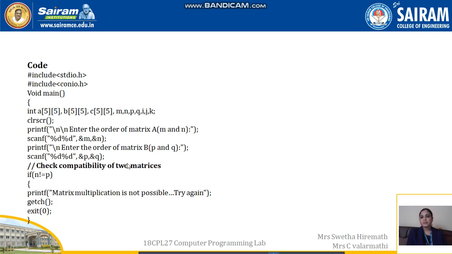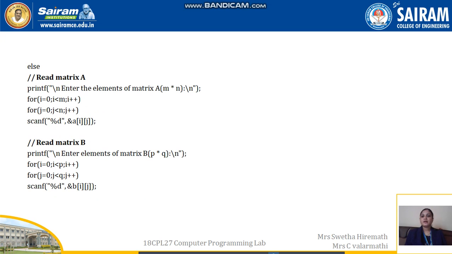Then we check the compatibility of the matrices. Compatibility is checked by verifying whether the number of columns equals the number of rows. N is the number of columns of the first matrix, P is the number of rows of the second matrix. If N is not equal to P, we display an error message telling that matrix multiplication is not possible. So we have to give some other numbers and try again.